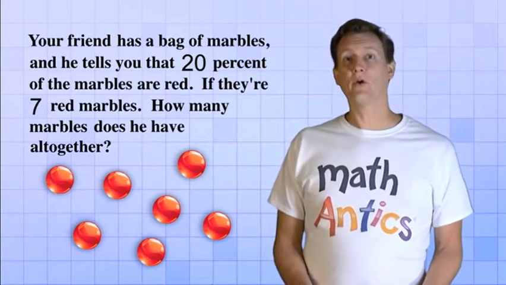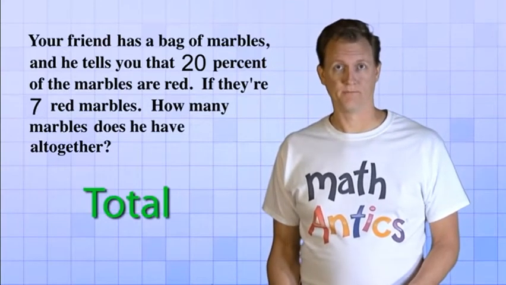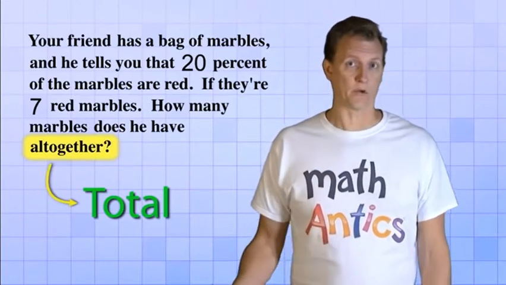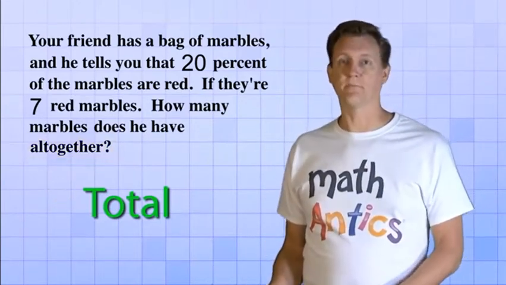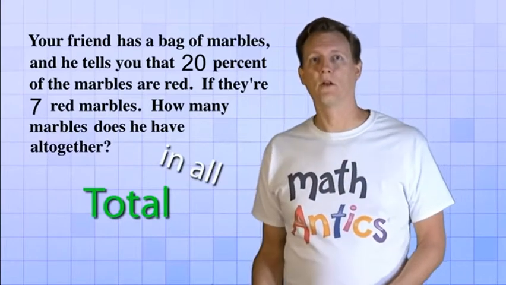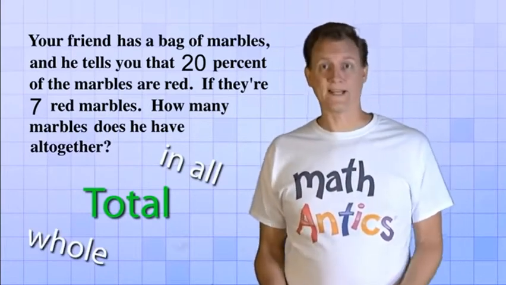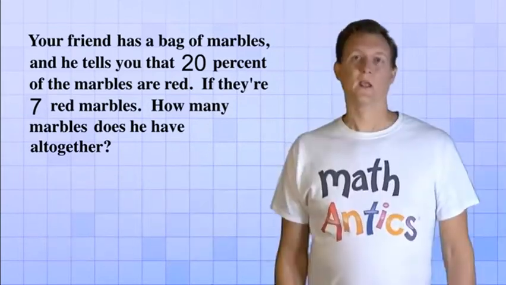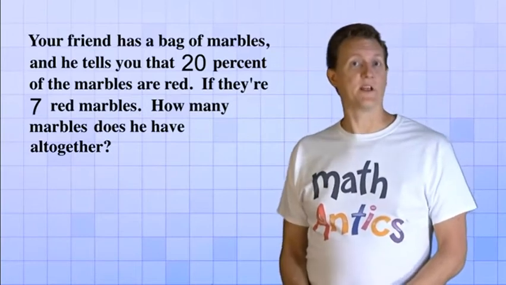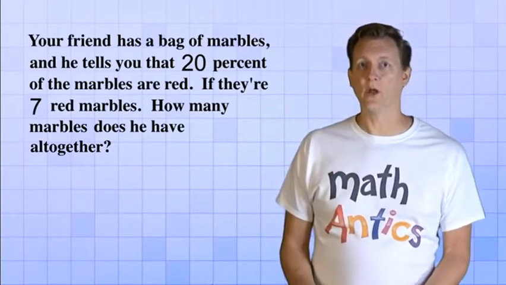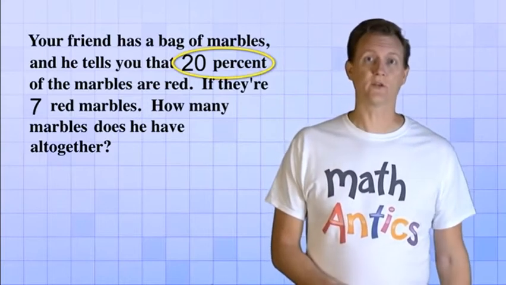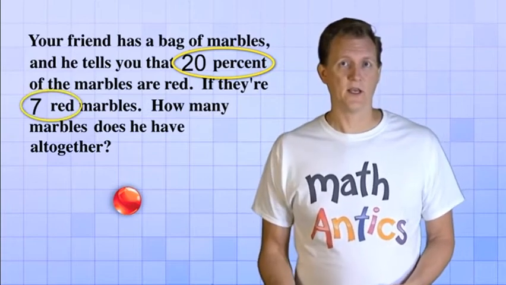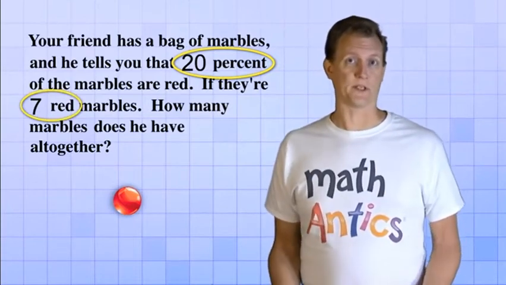Okay, so how do you know that it's the total that's missing in this problem? Well, the word altogether is a big clue because it means almost the same thing as total. So if the question has words like altogether, or in all, or total, or whole, or entire, those can help you know that you need to find the total. And another way that we can tell is by the numbers that we are given. In this problem, we know that the percent is 20, and we're also told that part of the marbles are red, so we know that the part is 7, so that means that it must be the total that's missing.